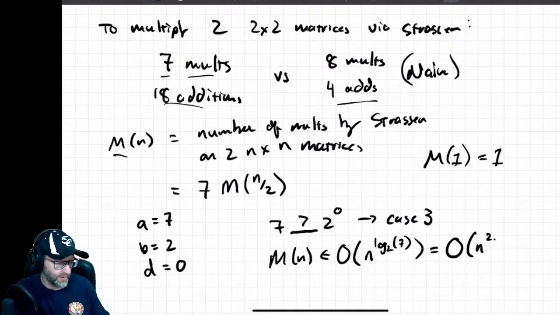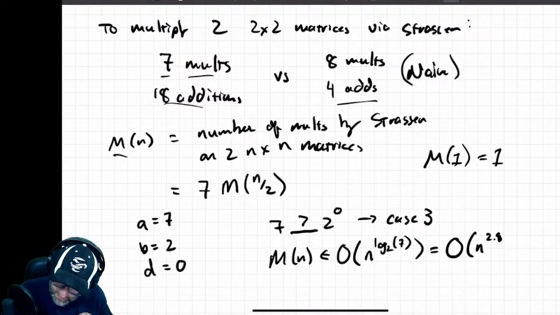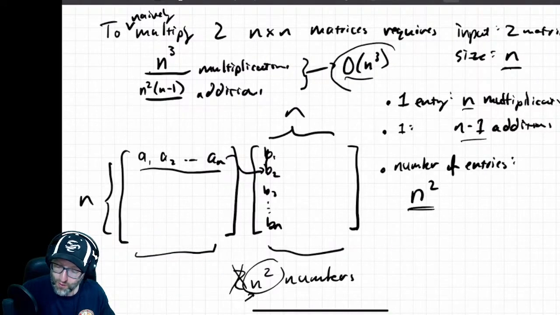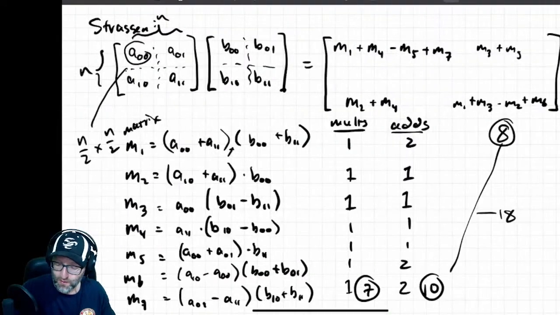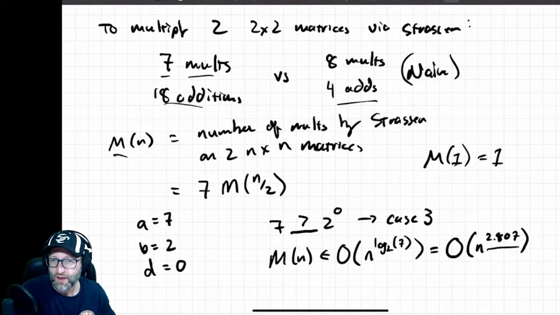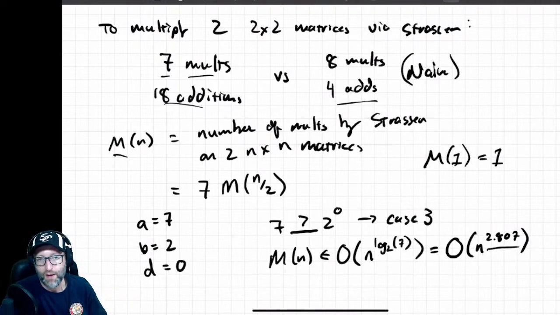I'm going to have to look that up, or I'm going to have to pull out Wolfram Alpha, 2.807. Right? Remember that the naive way of doing it, we have order n cubed. Strassen has improved that to slightly less than n cubed, 2.807. Doesn't seem like a big... so same points that I made with Karatsuba before apply here.